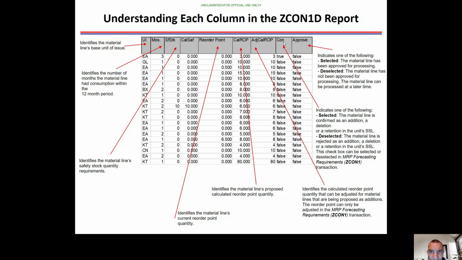So you have your confirm here. This indicates one of the following: selected or deselected. It's either going to confirm or not confirm your unit's SSL. And then approved is really going to be a 0 and a 1 code. I'm going to show you all that, but it's just letting you know if the material has been approved for processing or has not been approved for processing.